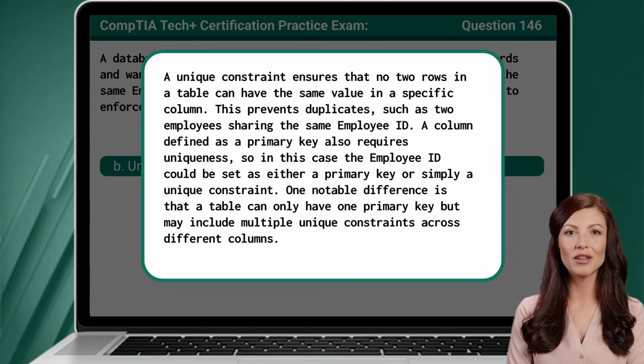A unique constraint ensures that no two rows in a table can have the same value in a specific column. This maintains data integrity by preventing duplicates, such as two employees being assigned the same employee ID. While similar to a primary key, which also enforces uniqueness, a table can only have one primary key but may include multiple unique constraints on different columns.